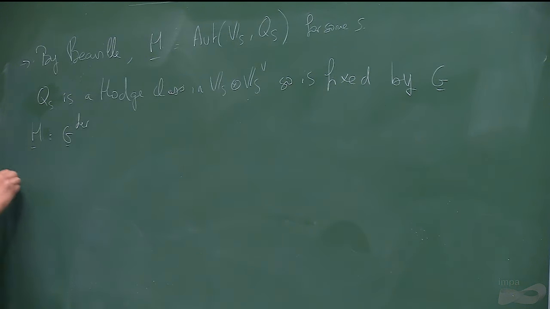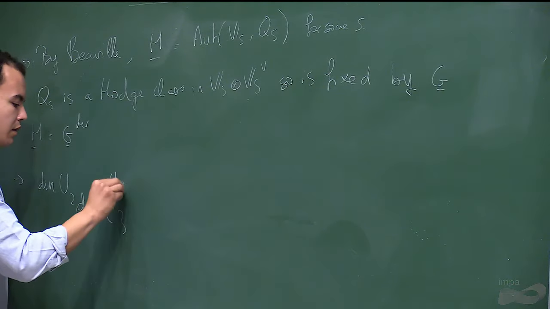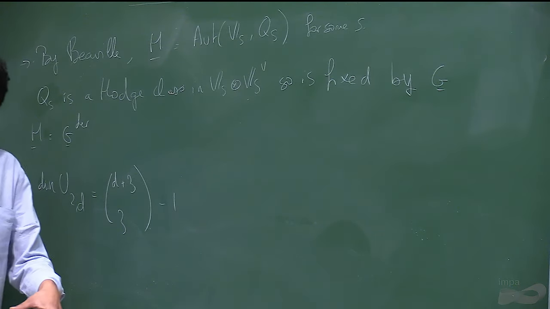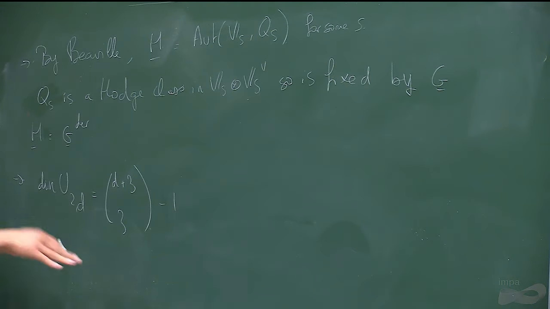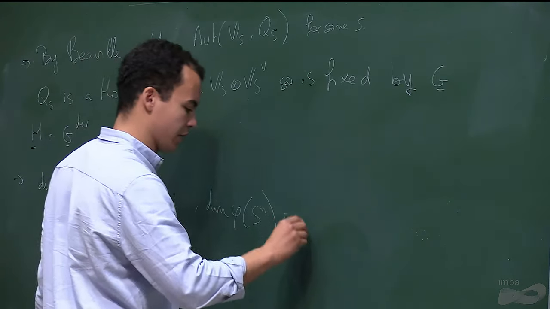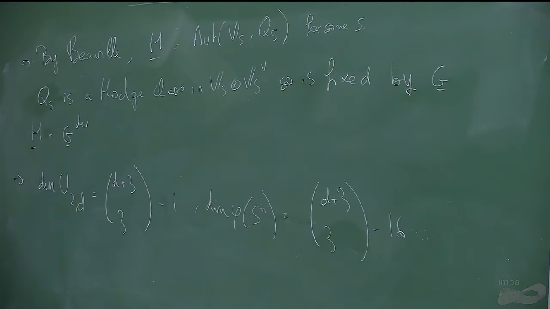Okay, and then I have to compute the image of the period map. So that's simply Donagi's generic Torelli. I know that this U_2,d has dimension 3 to the d plus 3, minus one. And what Donagi's theorem tells us is that if you mod out by this PGL_4 action, then I will have a generic injective period map, so that the dimension of the period image will actually be 3 to the d minus 16.